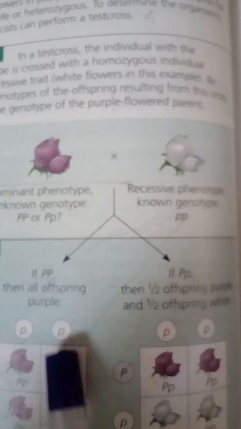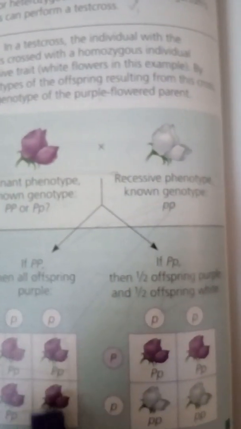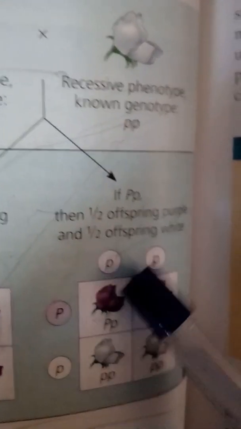If PP, then all offspring are purple. Notice that Pp crossed with pp gives Pp and Pp. If Pp, then half the offspring are purple and half the offspring are white.